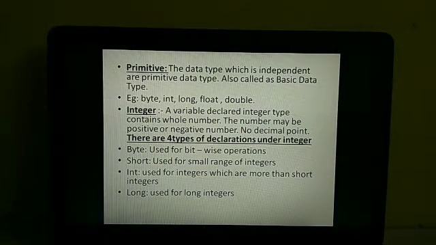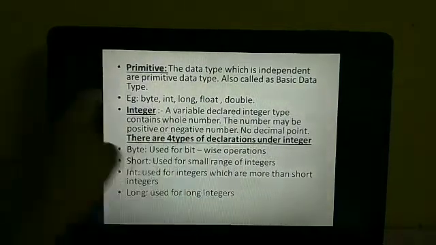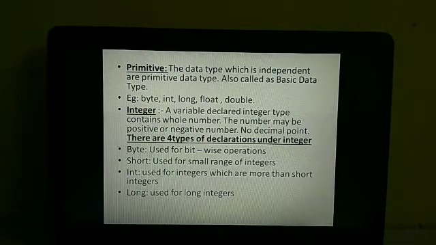Okay, examples are byte, int, short, long, float and double. So this is the chronological order of your primitive data types. First comes byte, then short, then int, then long, then float and double. Integer data type says that a variable declared as integer type contains a whole number. The number may be either positive or negative with no decimal point. The four types of declaration under integer are byte, short, int and long.